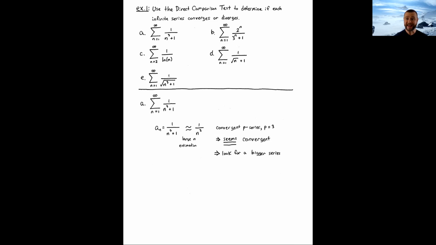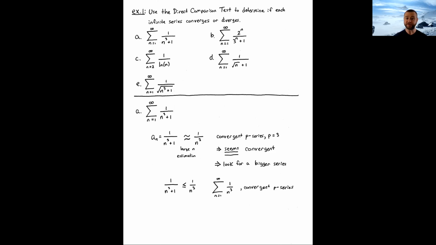It's insignificant compared to n cubed. And our large n estimation term here is basically the term for a convergent p-series in the case where the power p is 3. Now, what this suggests is our term a sub n behaves for large values of n like a convergent p-series term. So this suggests that our infinite series converges. It doesn't prove that it converges, but it guides us through the problem. Since we suspect our infinite series converges, we would want to look for a bigger infinite series to apply the conclusive part of the direct comparison test.